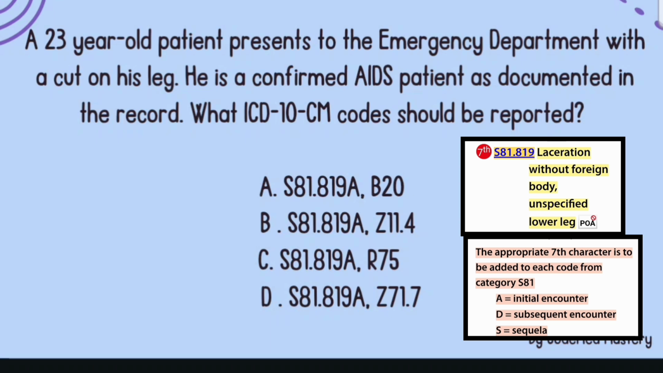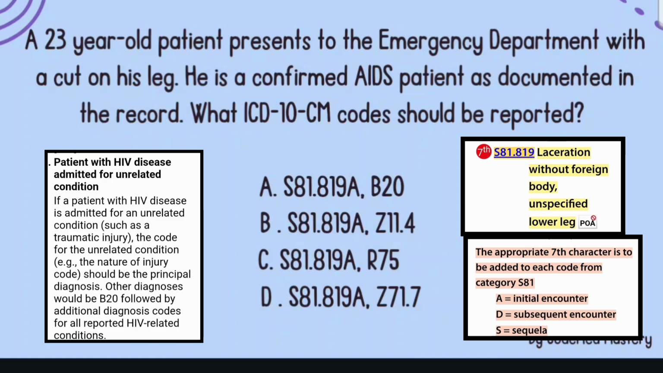Now we have to decide between the second code, that is B20, Z11.4, R75 or Z71.7. In the question they have given he is a confirmed AIDS patient as documented in the record. It means that the patient is having HIV disease. And as per ICD-10-CM guidelines, if a patient with HIV disease is admitted for an unrelated condition, for example, traumatic injury, the code for the unrelated condition is the principal diagnosis.